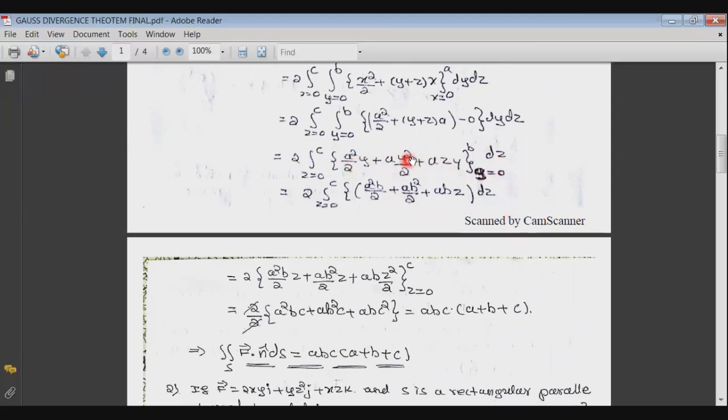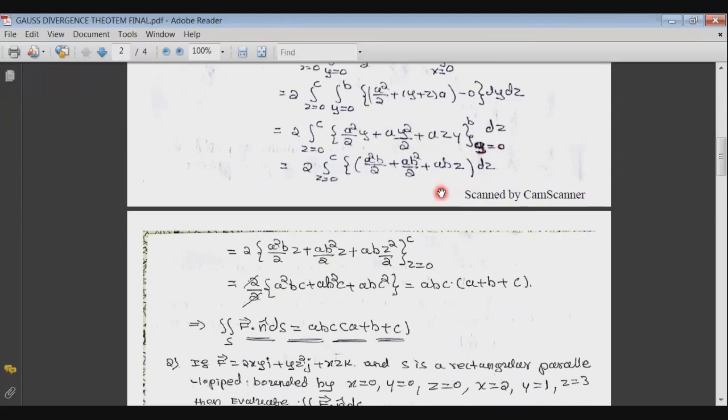When we take the lower limit, all the terms consist of y, so it reduces to 0, and you have to ignore that. Now this has to be integrated with respect to z. Now this becomes a square b by 2 into z, where 2 is a constant. Now here it is a b square by 2 into z, and a b is a constant, z with respect to z is z square by 2, and we have to take the limit as z varies from 0 to c.